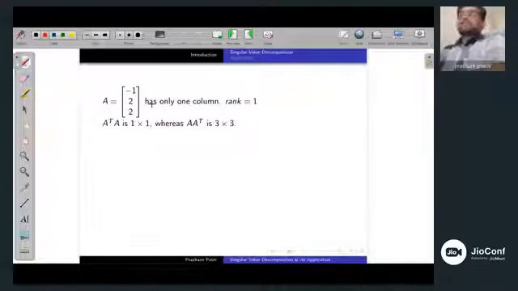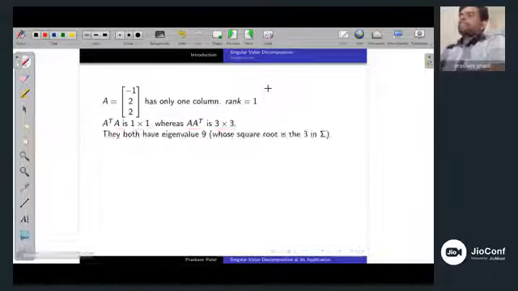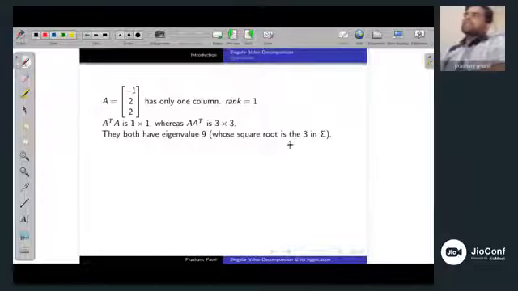So we notice that A transpose A is a 1 by 1 matrix, and A into A transpose will be a 3 by 3 matrix. So both have the eigenvalue 9, whose square root is 3. So 3 is the singular value of this matrix.